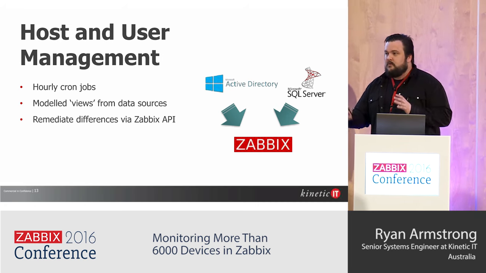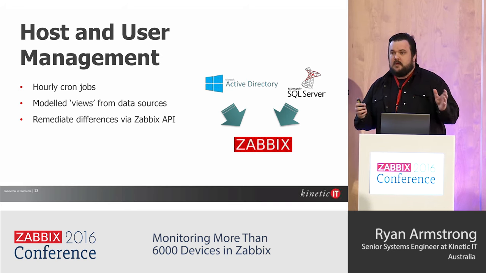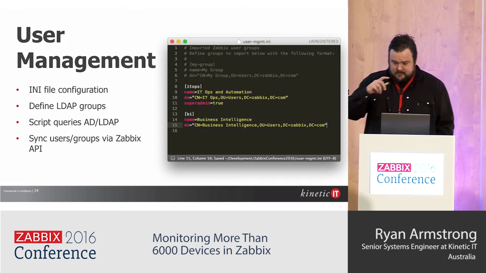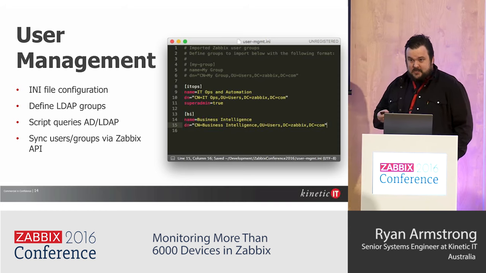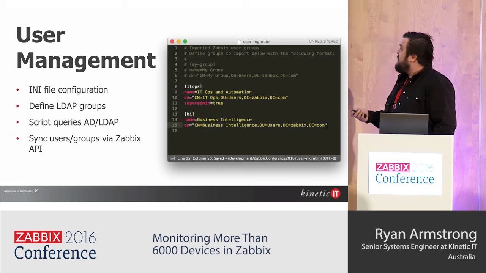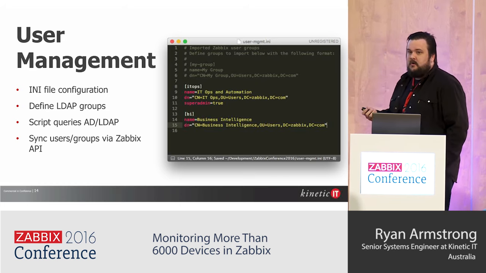We'll execute a query, we'll get all the information that we need, and then we'll query the Zabbix API and then remediate any differences using the API. So starting with user management, the configuration file for our script, and unfortunately I can't share the script with you just yet, as it's pretty dirty to tell you the truth.